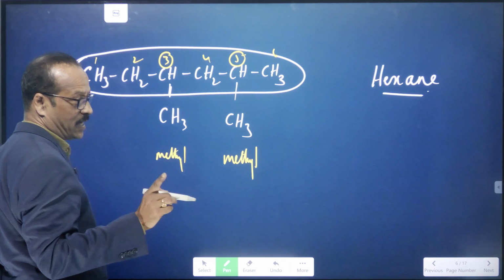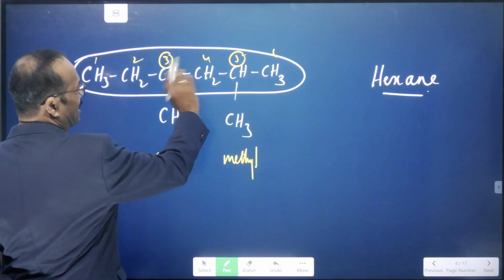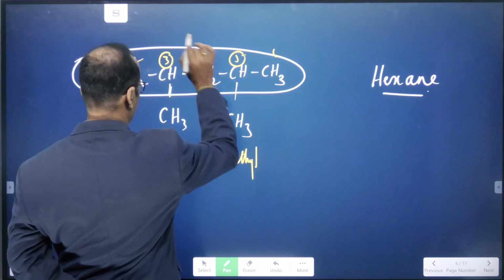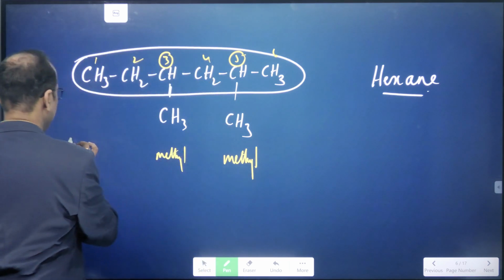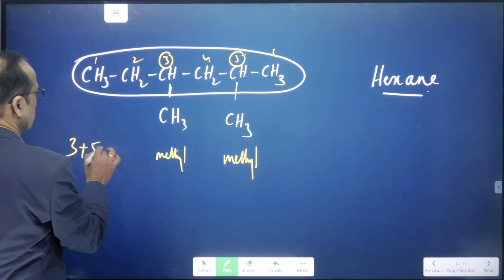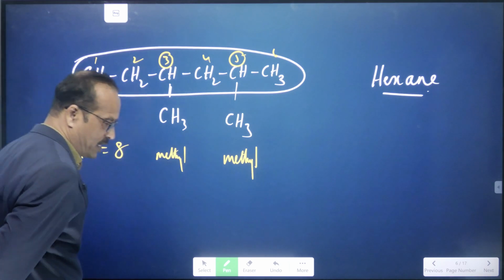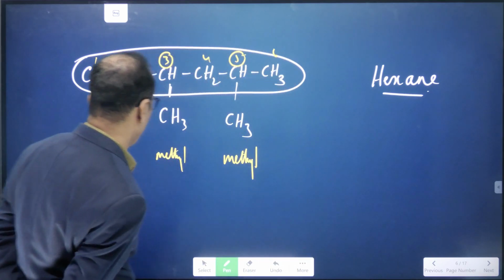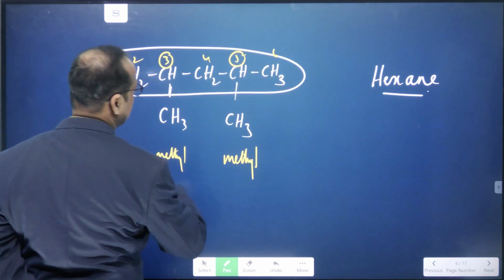For the third carbon and fifth carbon, the two methyls are attached. So now what I do, I'll add these both, that is 3 plus 5. So that is equal to 8. Right? Now what we do, we give the numbering from the opposite direction.